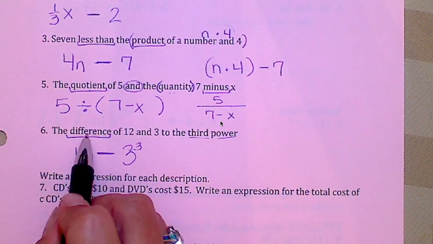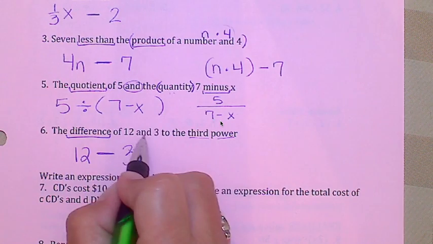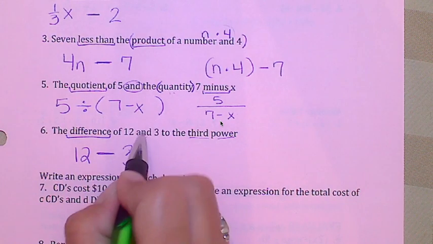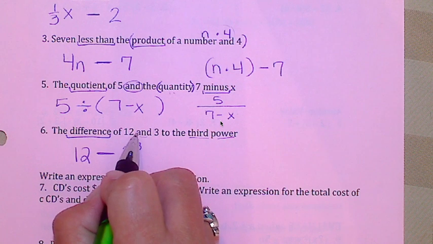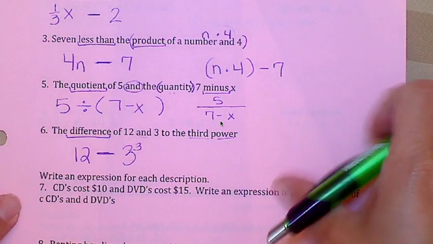Okay, the difference of 12 and 3 to the third power. So again, the "and" just tells you that's where the difference goes, the subtraction in that case. Okay. Next, we want to write an expression for a description, a real life situation.